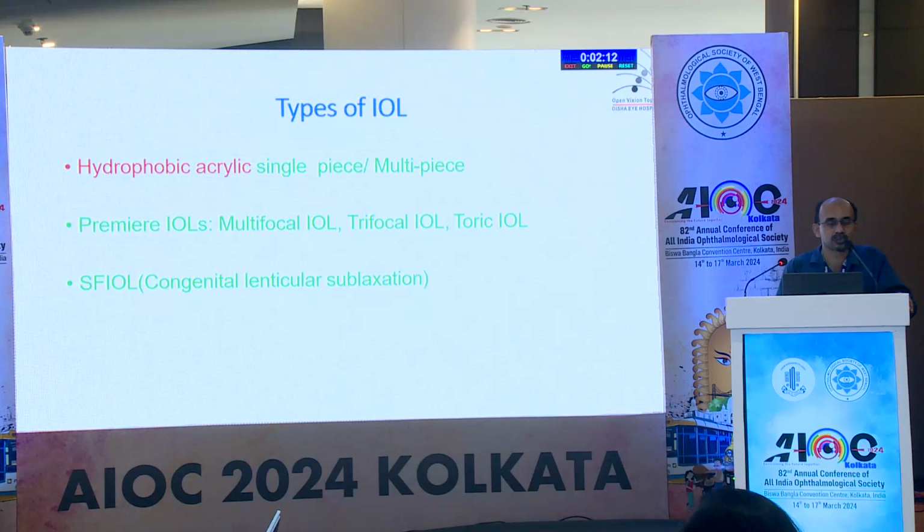A secondary SF IOL we also give for congenital lenticular subluxation in some cases, like congenital rubella, where we go for total lensectomy and vitrectomy at a later age. If we are sure that there is no viral infestation, we can go for a secondary SF IOL, or in traumatic cases.